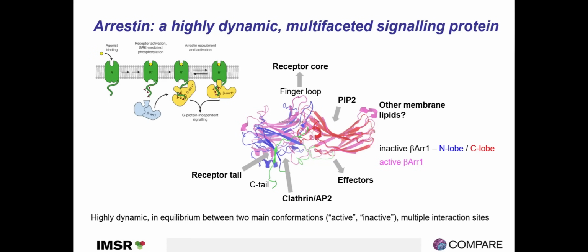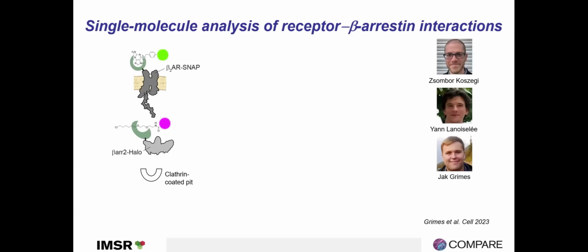So, a very complex and dynamic molecule. It has at least two poses and two modes of interaction with the receptor, but it interacts with many other things. It interacts with clathrin and AP2, as I mentioned already. There is at least one PIP2 binding site here, and it's probably interacting with other lipids, as I'm sure we'll see in a minute. And so we thought that perhaps our single molecule approach could be helpful to try and understand this complex system.